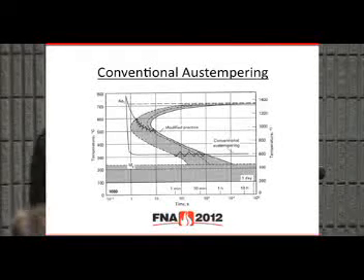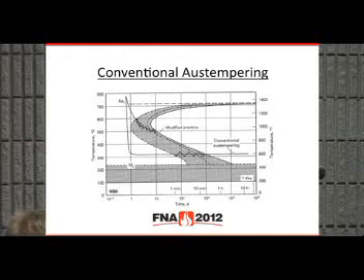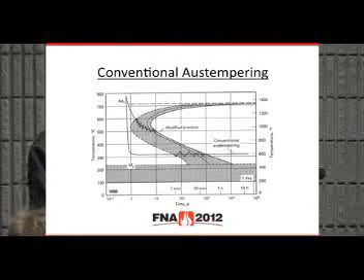Let us look at the Austempering process. This is a conventional Austempering where the cooling curve comes down here and the parts are held at a temperature above the MS temperature, and they are kept at that temperature long enough so that transformation proceeds in this direction and not into the martensitic direction. This is the bainitic zone, so it forms the microstructure known as bainite.